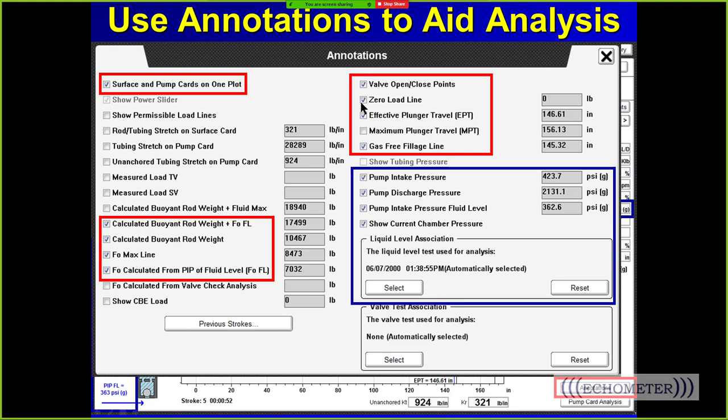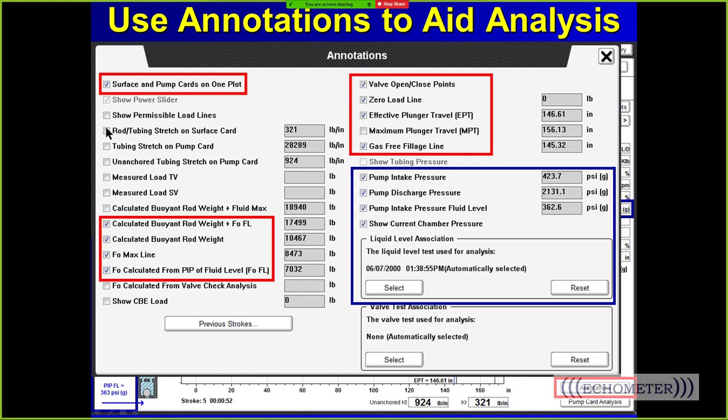The zero load line is where the pump card should rest. That means on the downstroke, there's no load being applied to the rods by the pump. We'll talk about that reference load line. And then the effective plunger travel line, and I'll probably also check this maximum plunger travel line for the pump card and the equivalent gas repump fillage line. So those reference lines I often check.